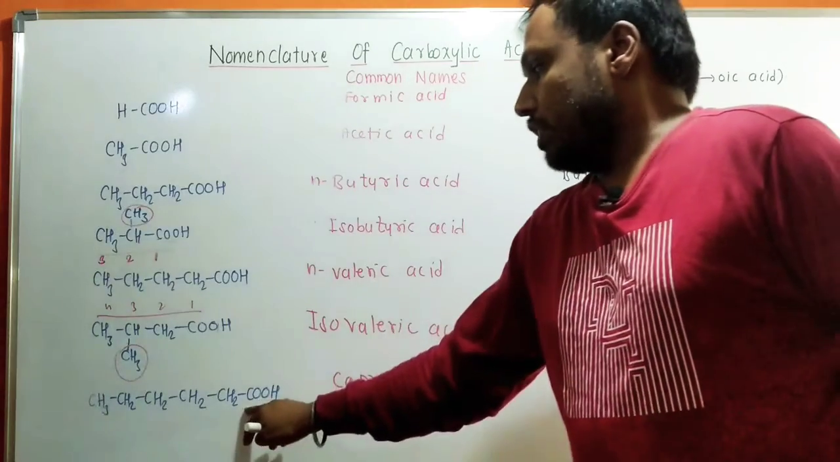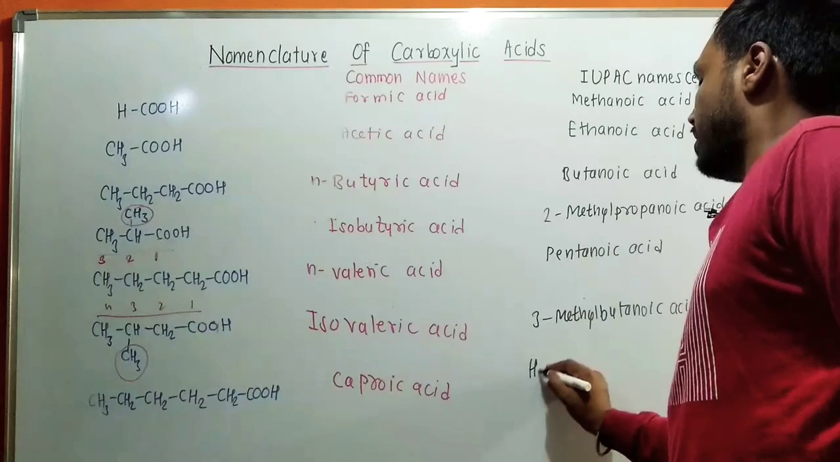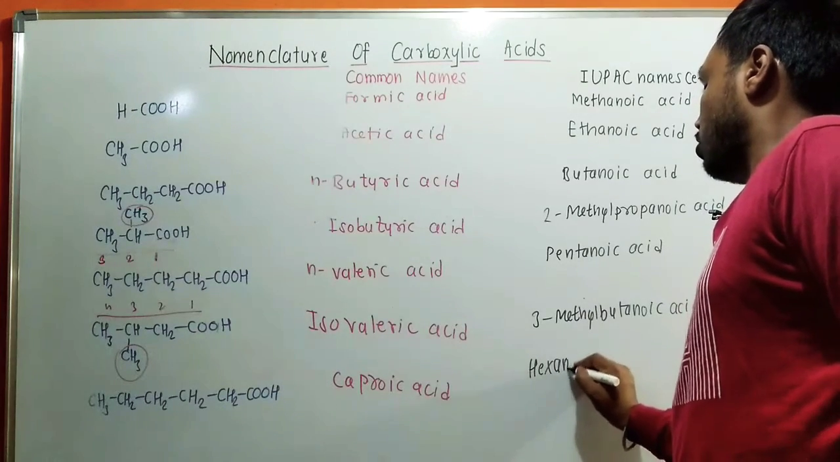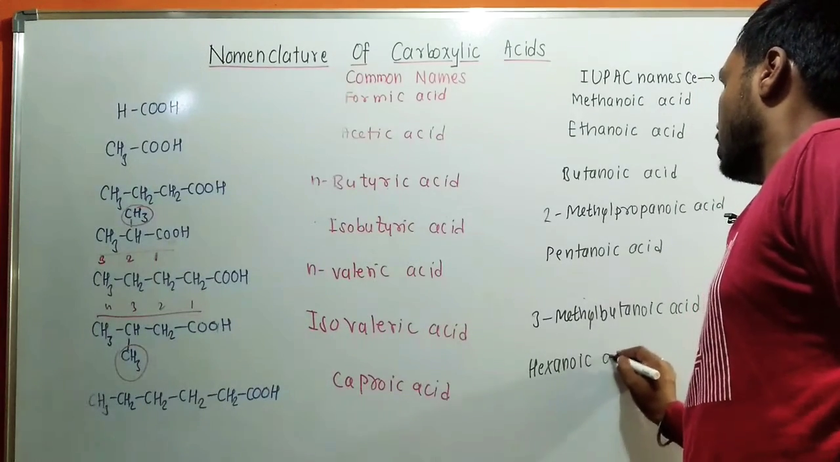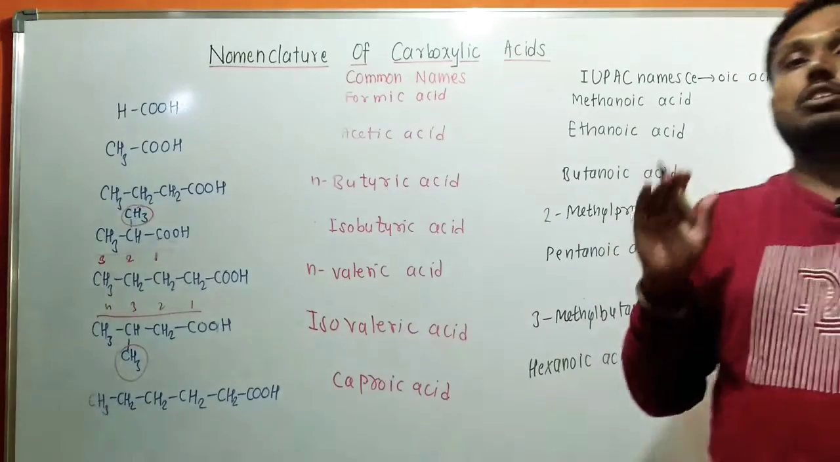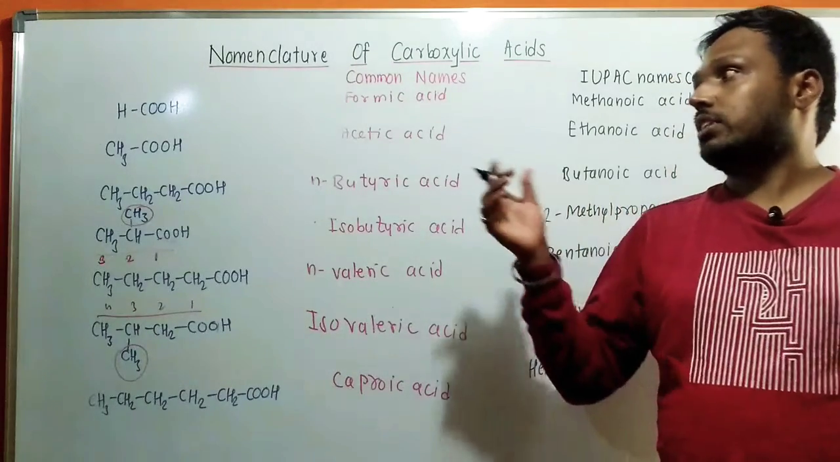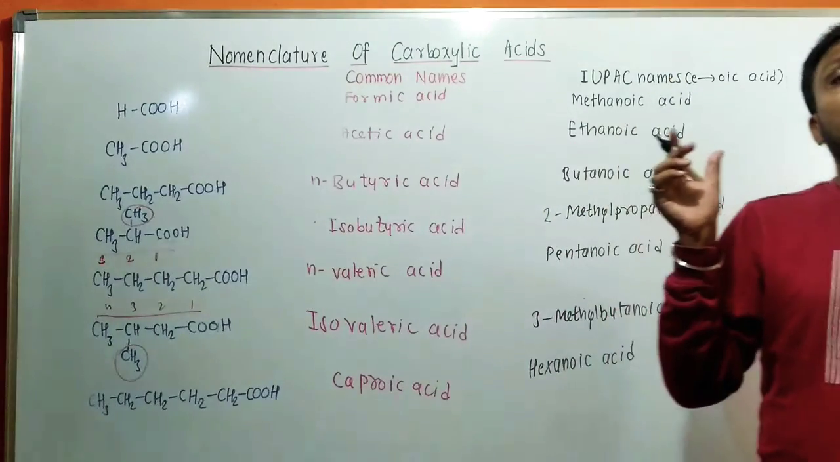In the same way, how many carbon atoms are there in the longest chain? 6. So the parent alkane will be hexane. You are going to replace E by oic acid, so the name will become hexanoic acid. So that's all about the nomenclature of monocarboxylic acid, meaning the carboxylic acid which contains only one carboxylic group in its structure.